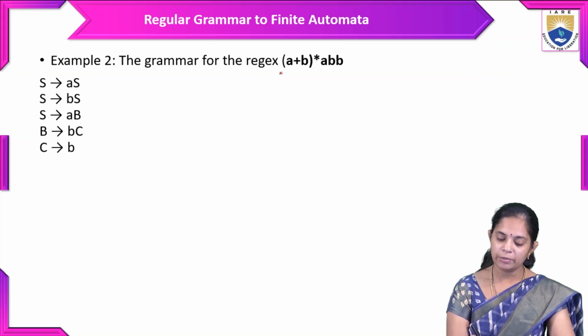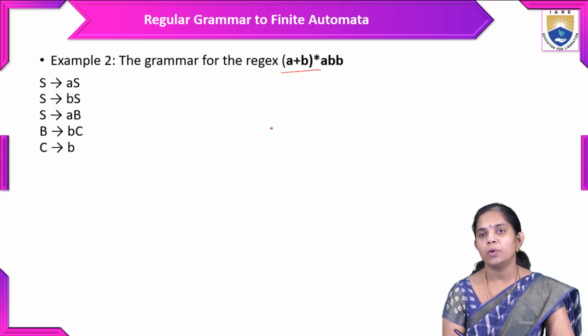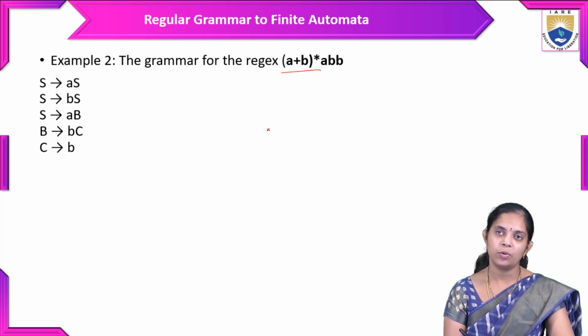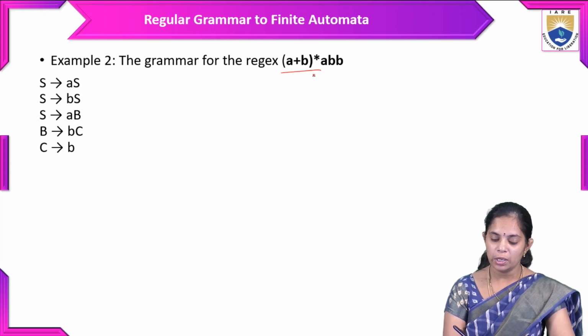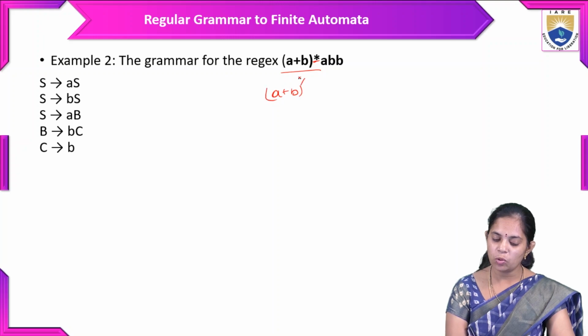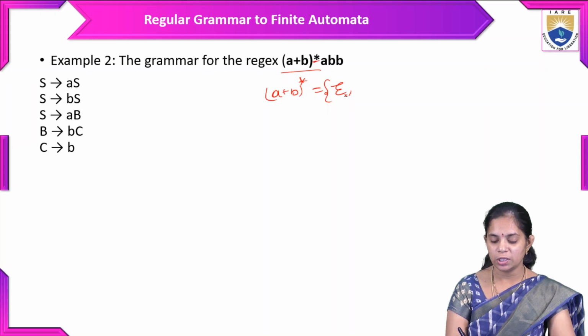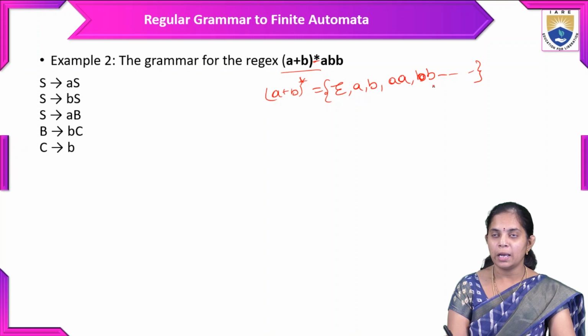So here the A plus B whole star. What does it indicate? The string is going to start with either A or B, that too multiple times. Let me elaborate this A plus B whole star. It indicates the epsilon symbol initially, and either it starts with A or B, and it is a combination of AA, BB and so on, and also AB, BA like that.